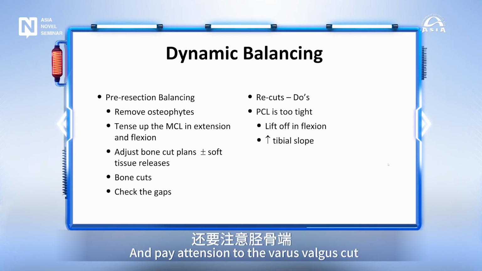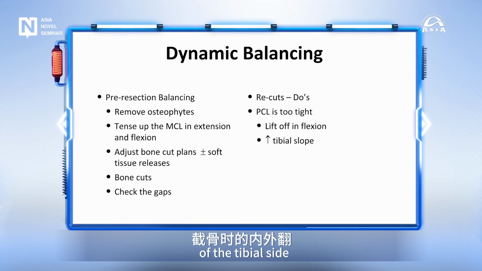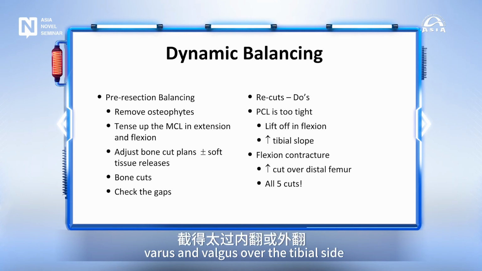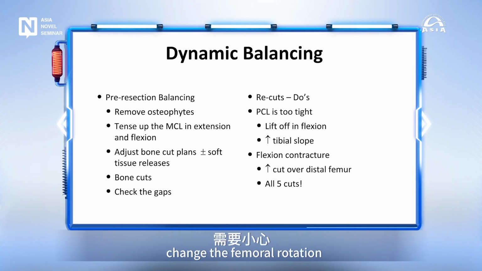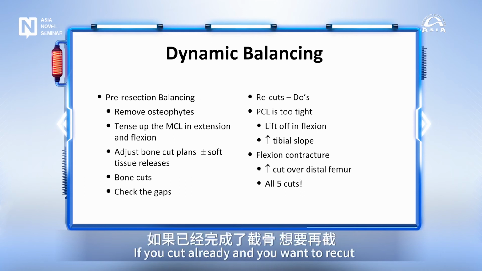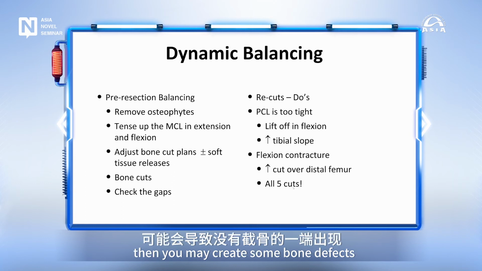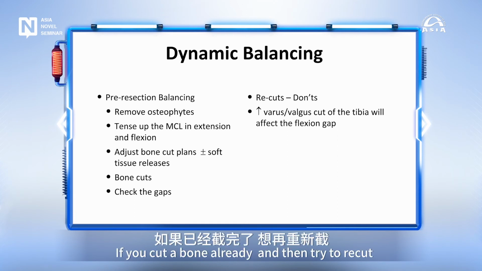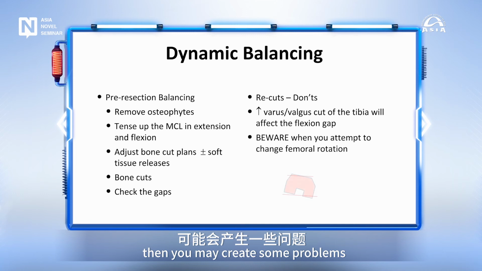And pay attention to the varus valgus cut over the tibial side because that would affect both the flexion gap and extension gap. So do not put too much varus and valgus over the tibial side. And beware when you attempt to change the femoral rotation, because if you cut already and you want to recut, then you may create some bone defects over the uncut side. So it's better to have the pre-resection balance done before you cut the bone. If you cut a bone already and then try to recut, then you may create some problems.